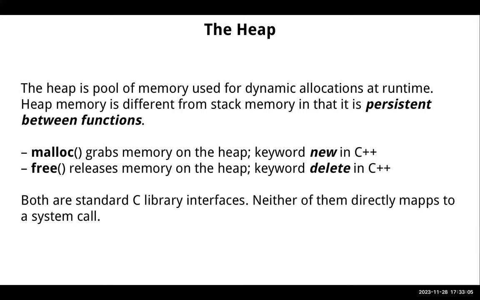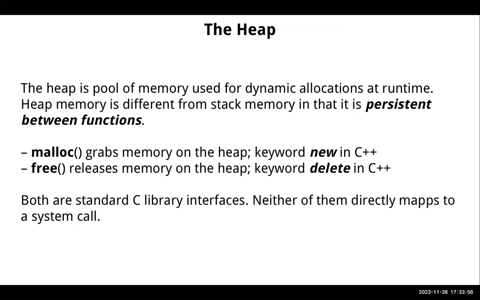In this class, we're mainly talking about the application heap, not the kernel heap. The kernel heap's implementation is similar in idea to the application heap, but they are two separate heaps. The heap is a pool of memory used for dynamic allocations at runtime. Heap memory is different from stack memory in that it is persistent between functions. We use malloc to grab memory on the heap, or in C++, the keyword new. We also use the free function to release memory on the heap. In C++, delete does similar things.